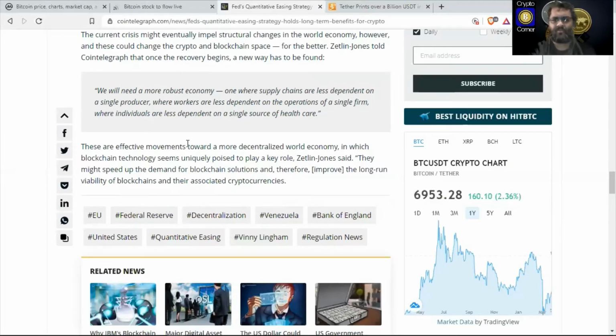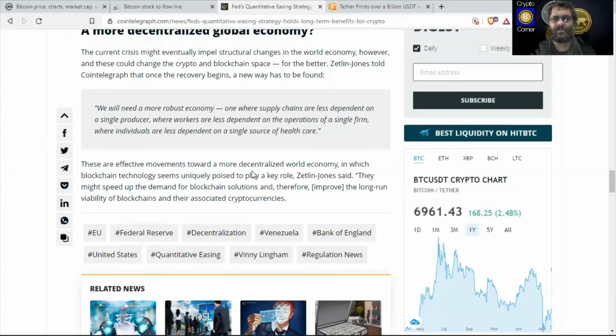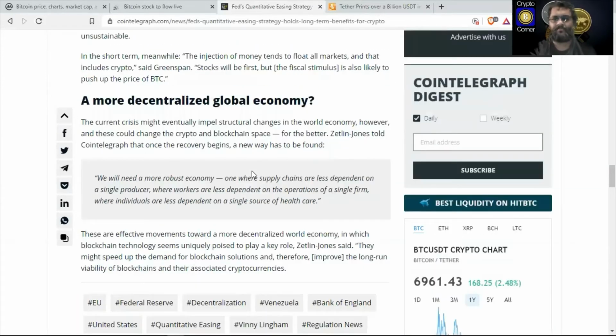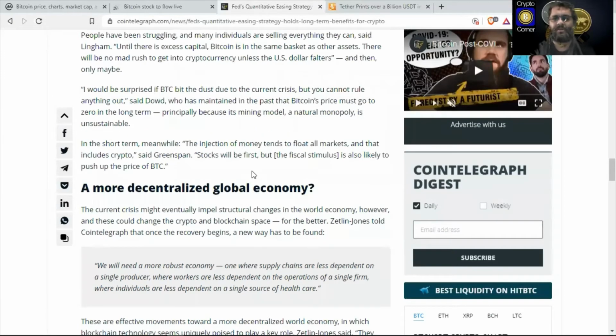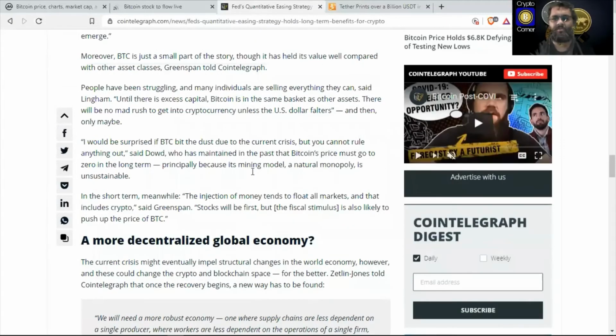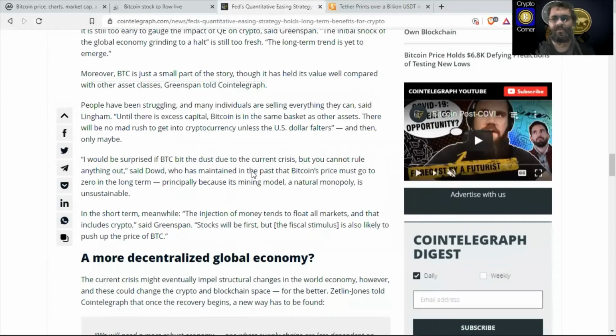These are effective movements towards a more decentralized world economy, in which blockchain technology seems uniquely poised to play a key role. This might speed up the demand for blockchain solutions and therefore improve the long-run viability of blockchains and their associated cryptocurrencies. So these structural changes that are coming to the world economy may make room for solutions in the crypto space.